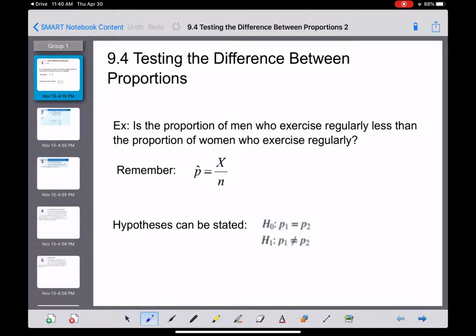Okay, so 9.4 is testing the difference between proportions. Is the proportion of men who regularly exercise less than the proportion of women who exercise regularly? Remember p hat is x over n. So, 10 out of 15 women. That's your proportion. It's a decimal, not a percent. Our hypotheses are group 1 equals group 2, or that they're not equal. And again, we don't really care about what the proportion is. We just care about whether there's a difference.